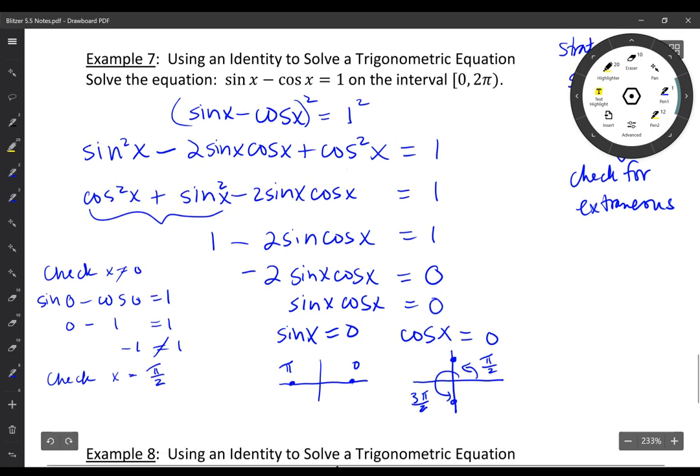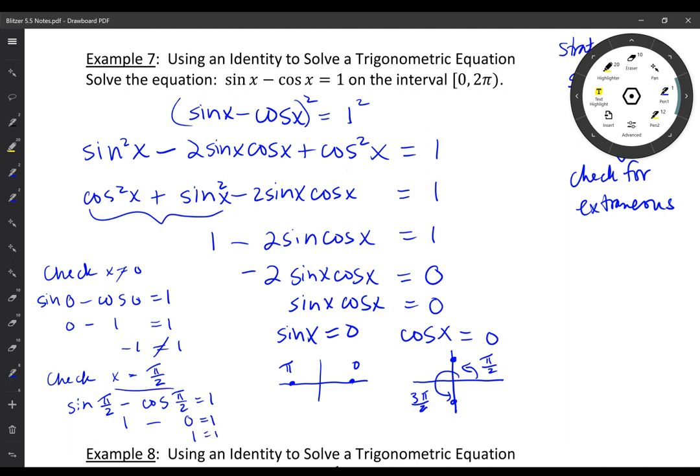So again, I go back to the beginning, and I'm going to have sine of pi over 2 minus cosine of pi over 2. Does that equal 1? So my sine of pi over 2 is 1, and my cosine is 0, so 1 equals 1. So yep, it's going to equal pi over 2. I'm going to go over here, way over on the right, and check my other answers.